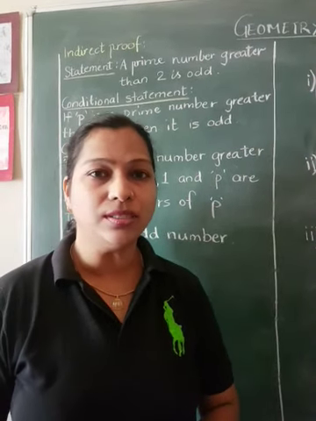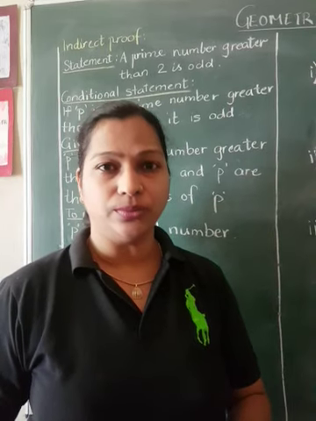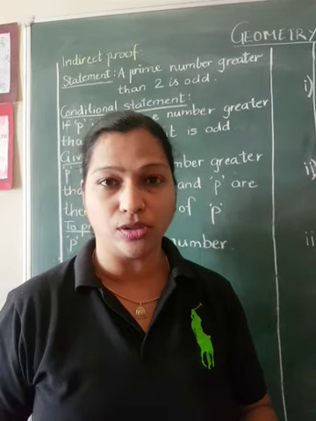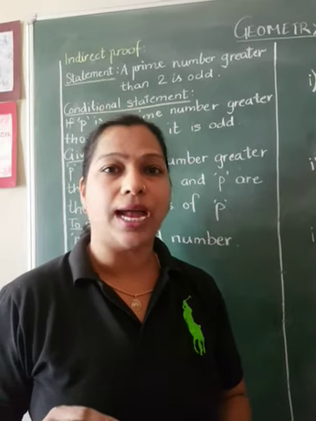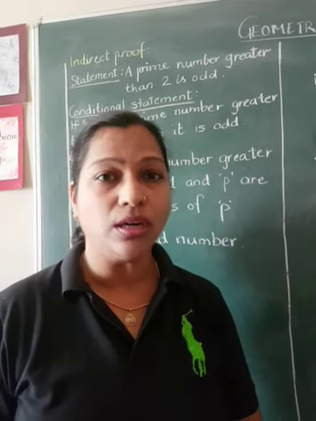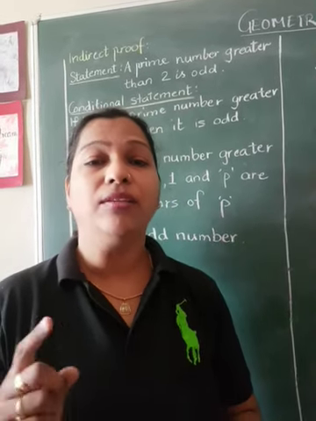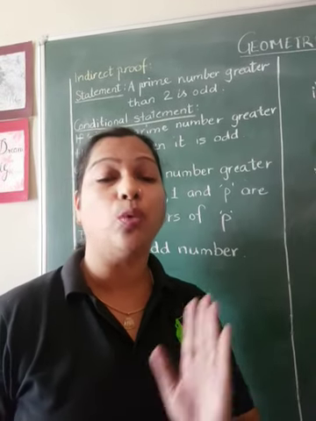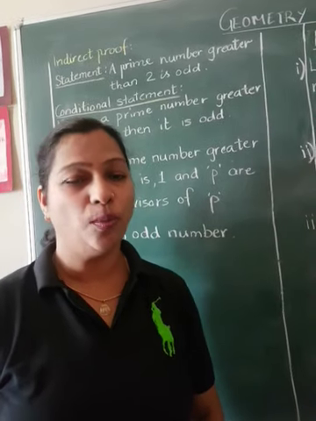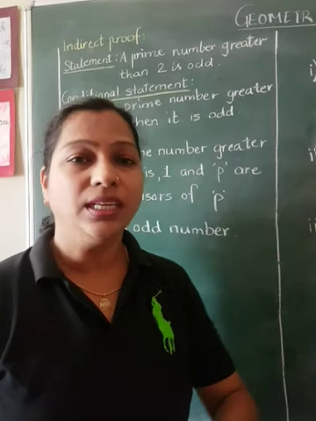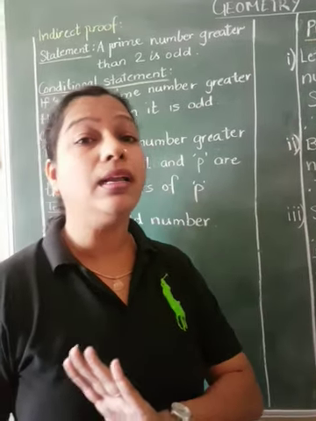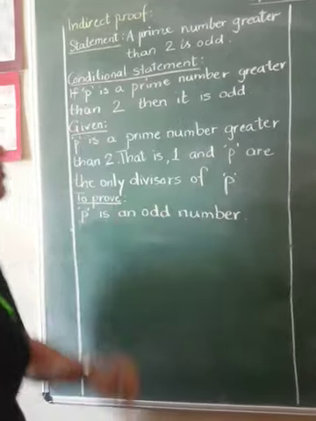In simple words, we assume that the to-prove part is false. We prove that whatever we have assumed false is wrong, and then we come to the conclusion that whatever was given was correct. Hope you have got a little idea about it. Now let's do an indirect proof to get a clearer idea about it.